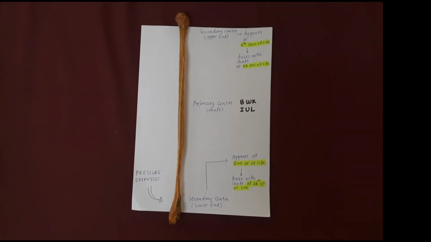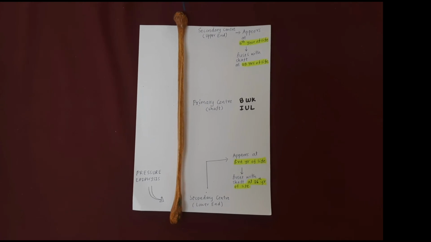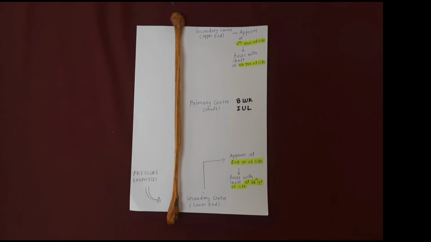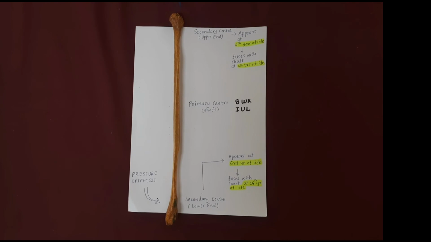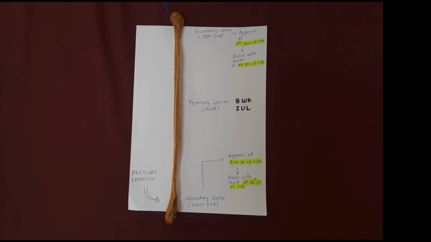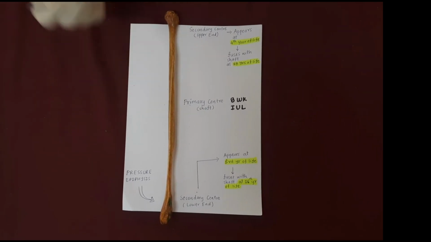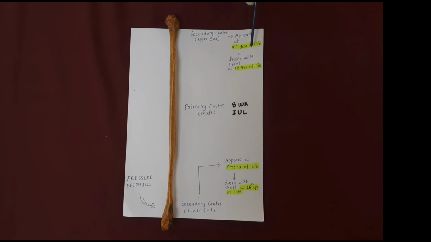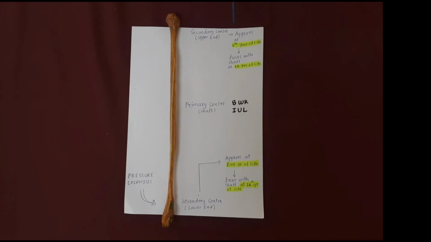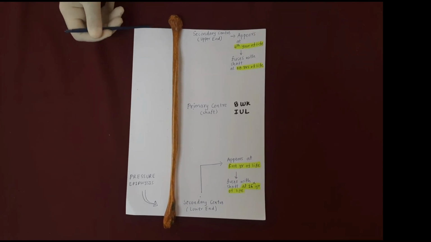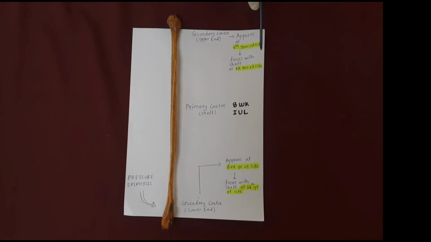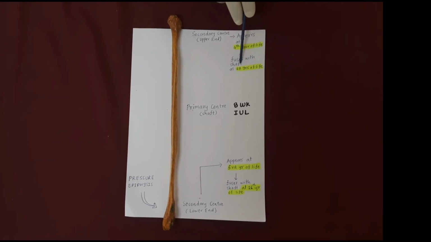Now regarding the upper end, it is the growing end. That's why the secondary center for the upper end fuses last with the shaft. It remains growing along with the upper end of the tibia and fuses last at the age of 18 years of life.